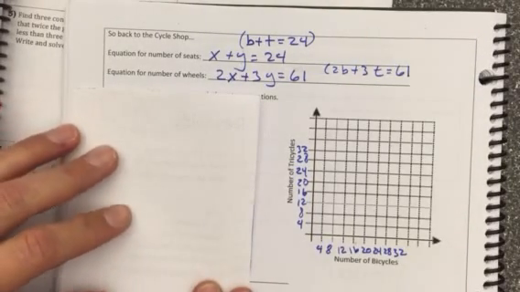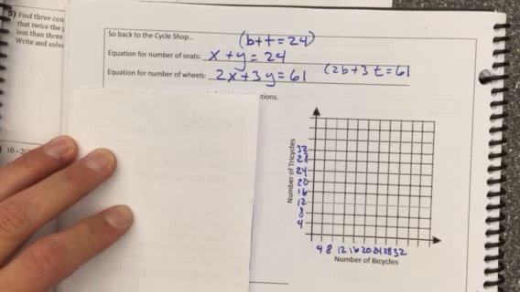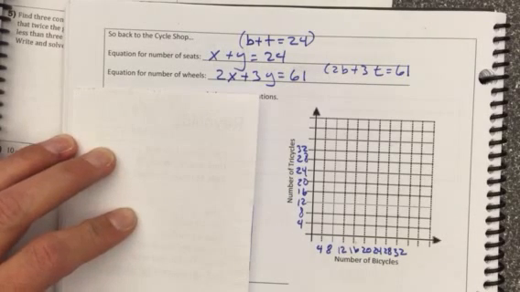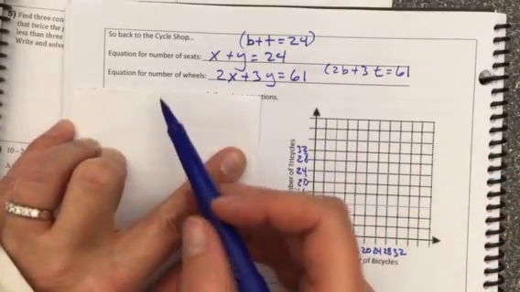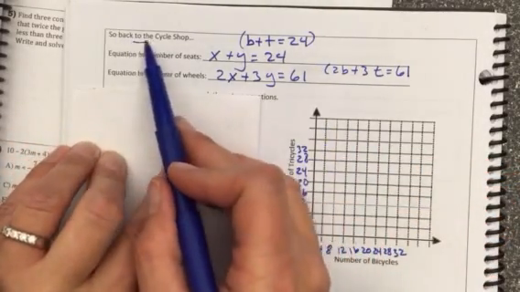Okay, so in this part of the video, in this second video, I'm gonna talk about pages 6 and 7 from the homework in section A4. So back to the cycle shop.